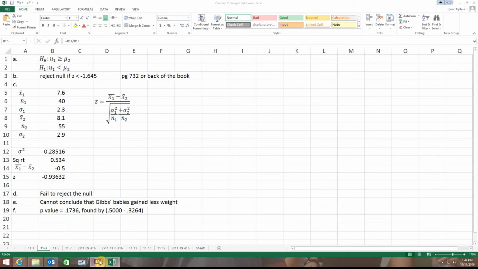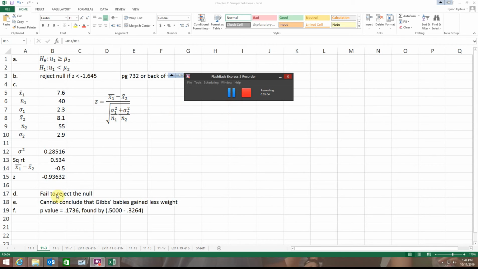Let me see if that's right. Again, I got to think about that. I cannot reject the null, so I can't say that, just like I put in my decision, I cannot conclude. So I fail to reject the null, so I do reject the alternate. I think that's the part I said wrong. I reject the alternate that mu sub 1 is less than, that the Gibbs babies gain less than the competitor's babies. I do reject the alternate, but I fail to reject the null. I can't say that I accept the null. I can never say that.